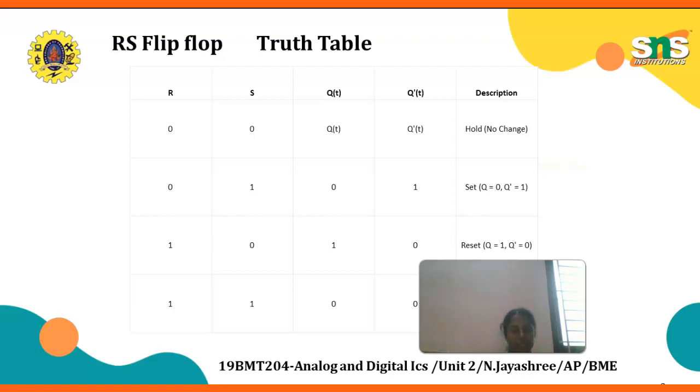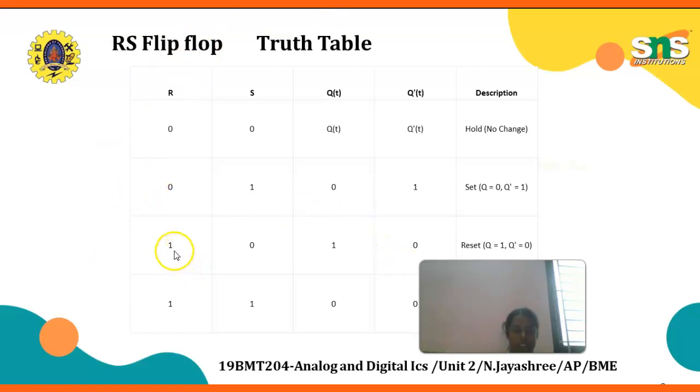Here 0 0 is the first input. If it is 0 0, the output is the same state; it holds the previous state. If it is 0 1, if the set is 1, the output is 1. Similarly, if the reset is 1, it will reset the output Q to 0 and Q dash to 1.